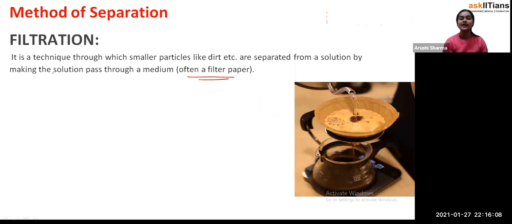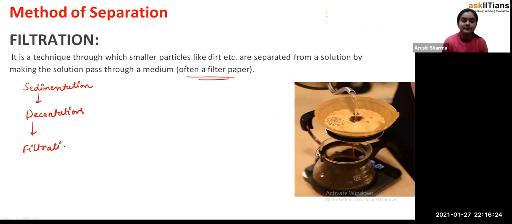Okay, so just try to understand here. First is the sedimentation, then it is decantation, then third it's the filtration. How? See students, initially you have a mixture of sand and water. You take one beaker, you add some water in it and you add some sand in it and you just stir it.